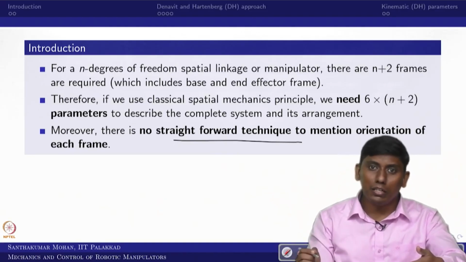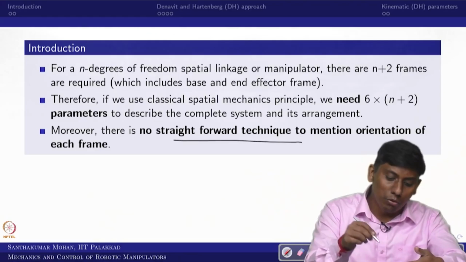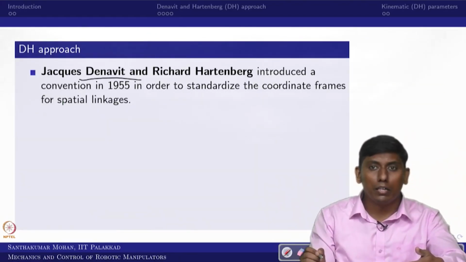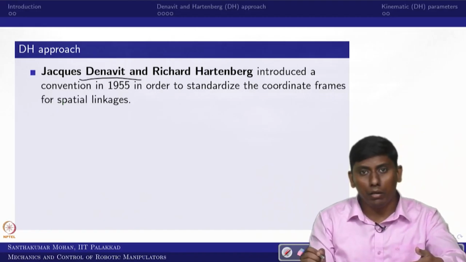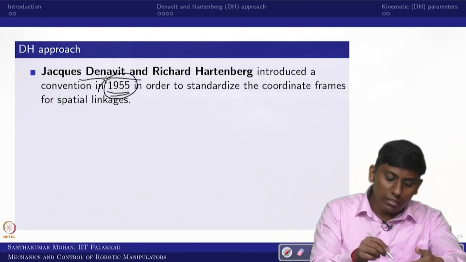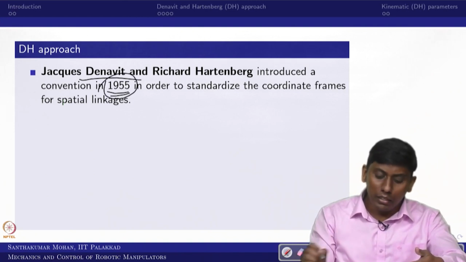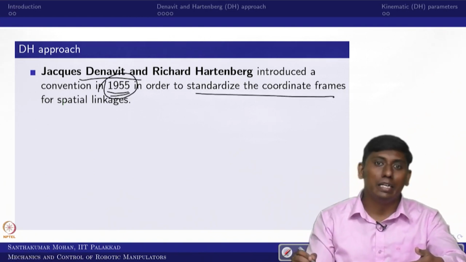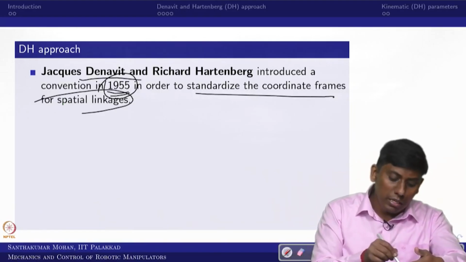There are several methods. Among them, one of the popular methods we are going to take is the one given by Denavit and Hartenberg, who jointly wrote a paper on kinematic parameters. This was published in 1955 in order to standardize the coordinate frame for a spatial linkage. That is the whole idea.